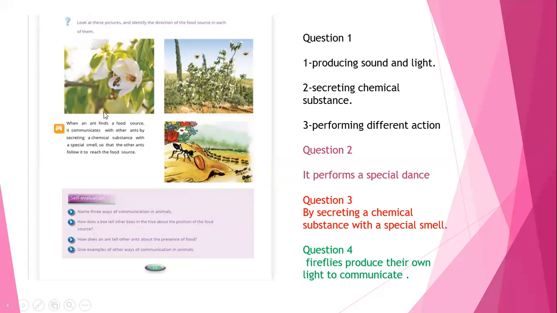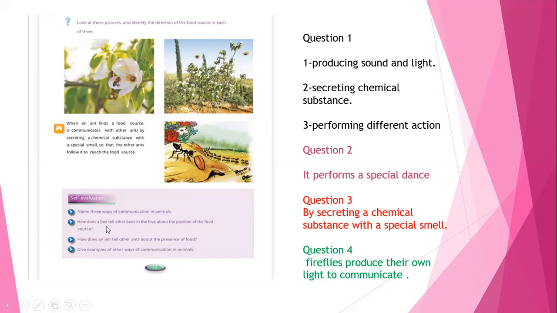So once more. When an ant finds a food source, it communicates with another ant. How? By secreting a chemical substance بتفرز مادة كيميائية إلها special smell إلها ريحة معينة. So when another ant smells this, it reaches the food source. It's a very easy lesson. Here بقول لك name 3 ways animals communicate. بده 3 طرق الانيمالز بتقدر تتواصل فيهم مع بعض. حكيناهم producing sound and light, secreting chemical substance, performing different actions.